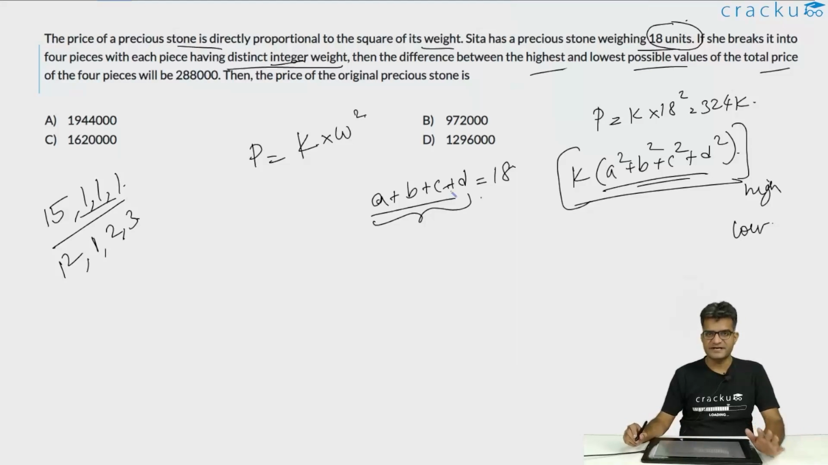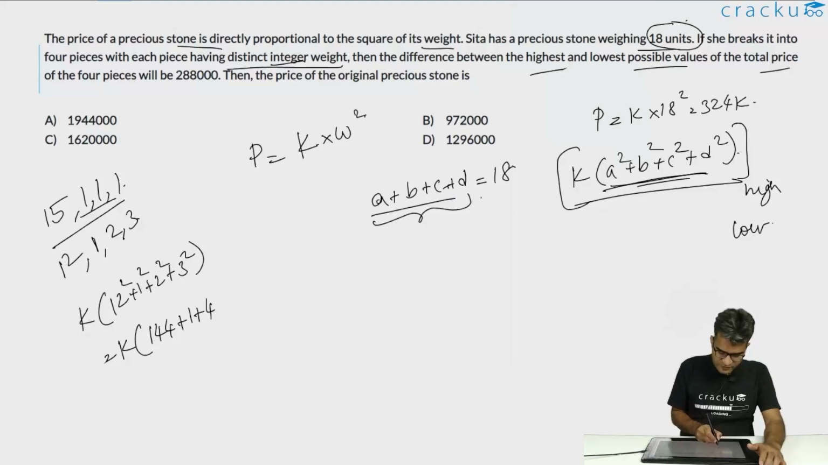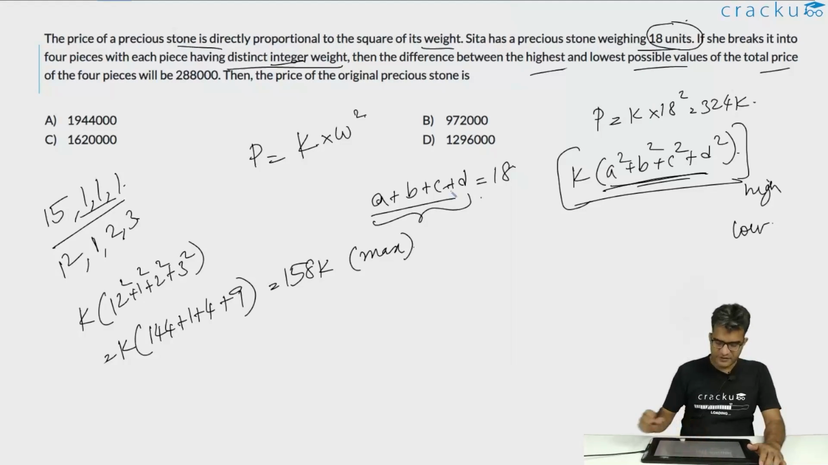Because the total weight is 18, the sum of A square plus B square plus C square plus D square will be K into 12 square plus 1 square plus 2 square plus 3 square, which is equal to K into 144 plus 1 plus 4 plus 9, which is equal to 158K. This is the maximum possible value of the sum of the squares.